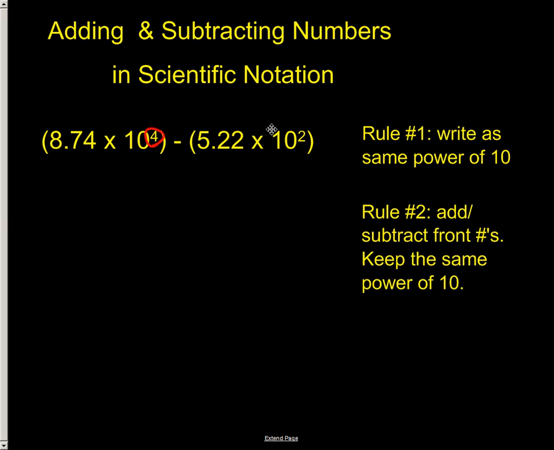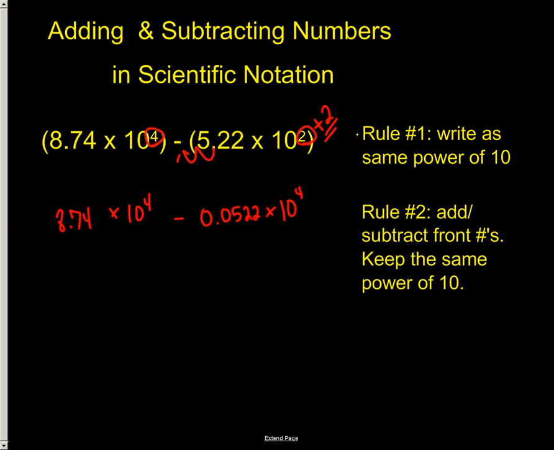Let's see, this is a 4 and this is a 2. Are they the same? No. So I need to add 2 to this one. So that makes it 10 to the fourth. And because I added 2 to it, I'm actually going to take this decimal and slide it to the left 2 spots. So I get 0.0522 times 10 to the fourth. I'll pull down my subtraction sign and I'll pull down the rest of this problem here.